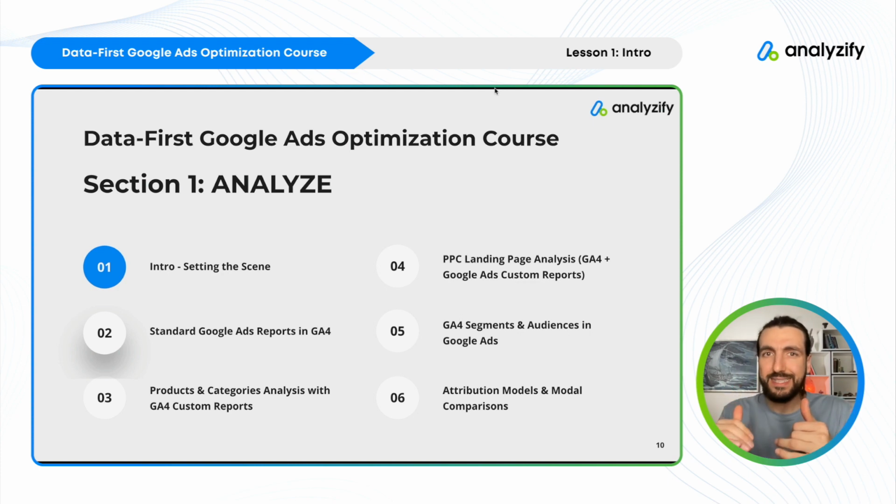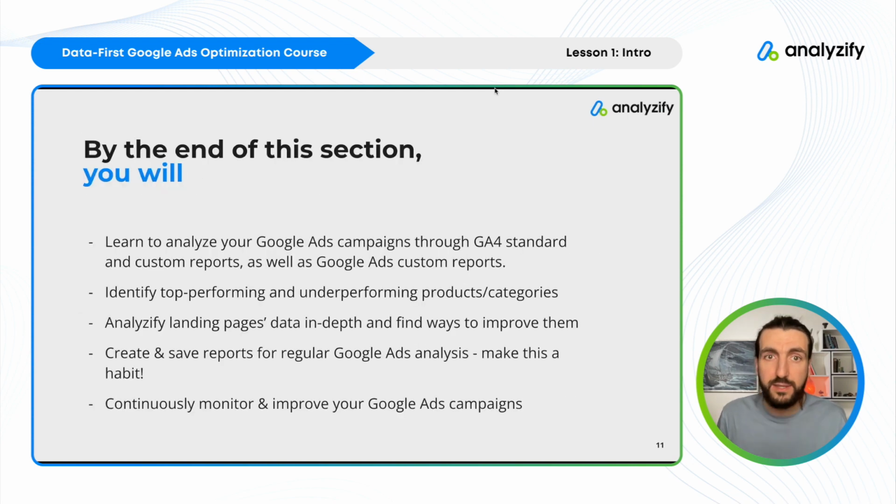Later on, in the 5th and 6th lesson, we will go a little bit deeper. We will talk about segments and audiences. We will create some audiences. We will use those audiences in the reporting and also in the ads. Lastly, we will talk about attribution models and we will compare those attribution models. We will understand how to analyze the ads performance using different attribution models. So that's all from the first lesson. And our goal is, by the end of this first section, the analyze section, you will learn how to analyze, identify the top performing and underperforming products, analyze landing page data in depth, create and save some regular reports, and continuously monitor and improve your Google Ads campaigns.